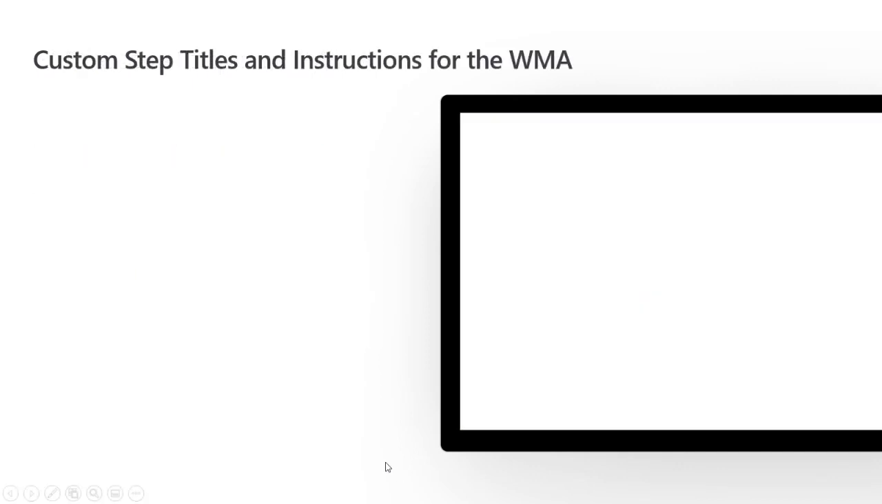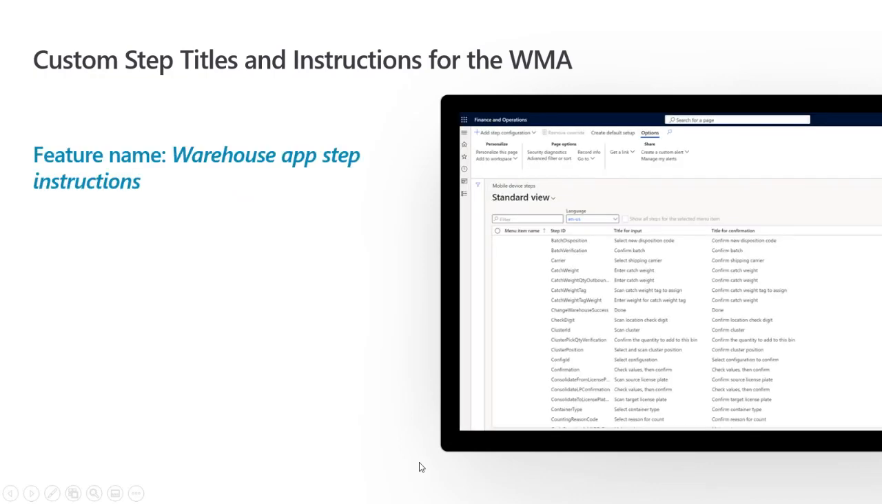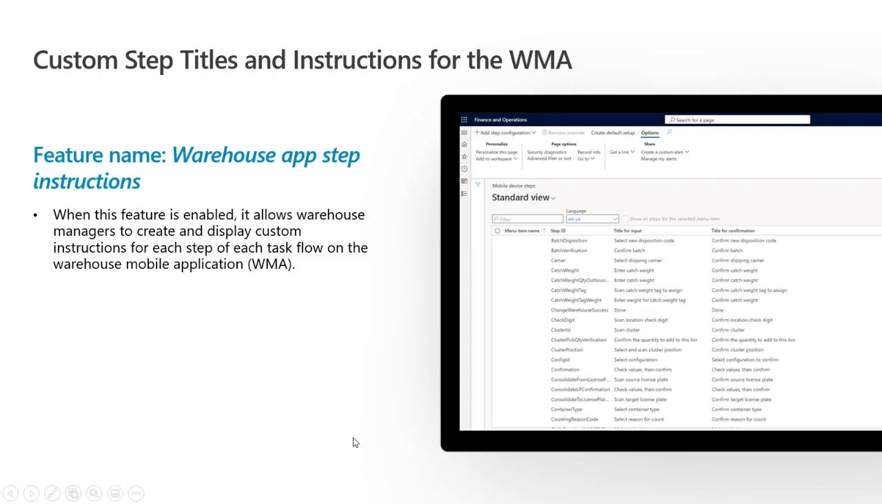All right, another warehouse mobile application feature. This one is called custom step titles and instructions for the warehouse mobile app. The feature name, if you're looking in feature management, is warehouse app step instructions. When you enable it, it's going to allow your warehouse manager, or really whoever's configuring the mobile device menu items and menus, to create custom display instructions for essentially every step of the workflow.